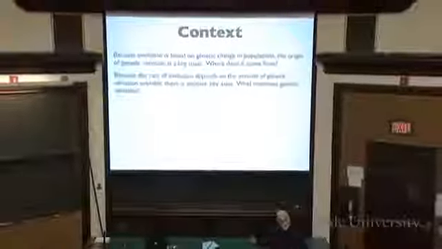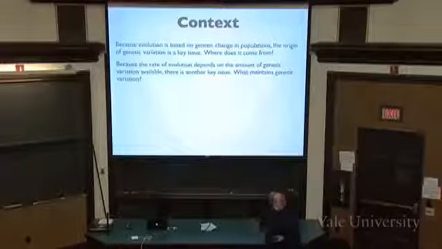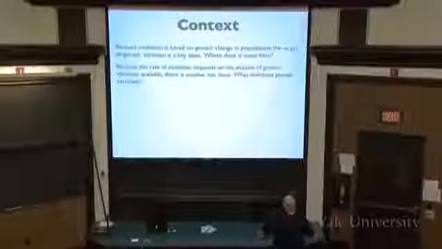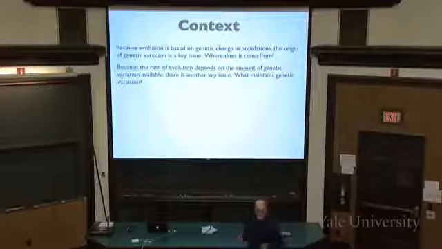So the context basically is this. Since evolution is based on genetic change, we need to know where genetic differences come from. And the rate of evolution depends on the amount of genetic variation that's available in the population, so we need to know what maintains the variation.